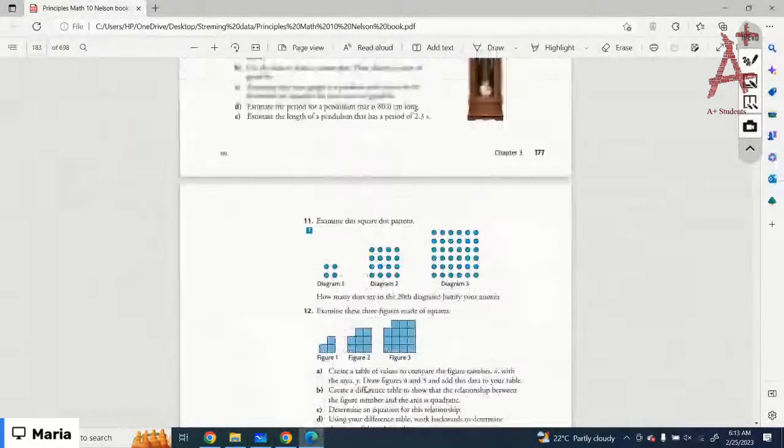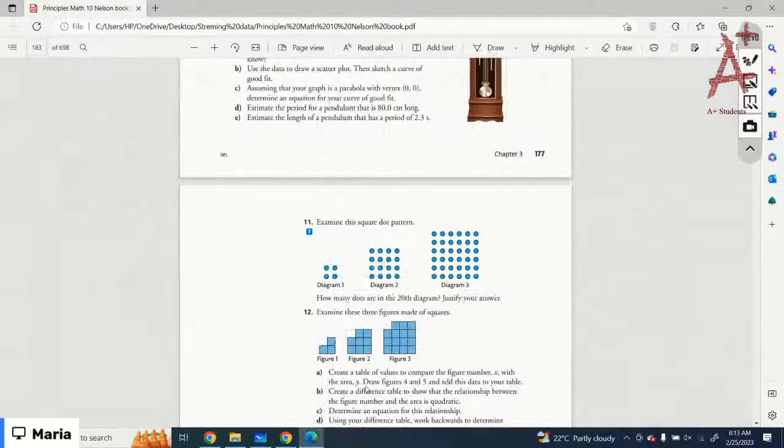This is question number 11. Determine the square dots. Diagram 1 has just 4 dots and diagram 2, let me count them. The dots are increasing in length. For diagram 1, the side length is 2 dots, and for diagram 2 the side length is 4 dots. For diagram 3 the side length is 6 dots.